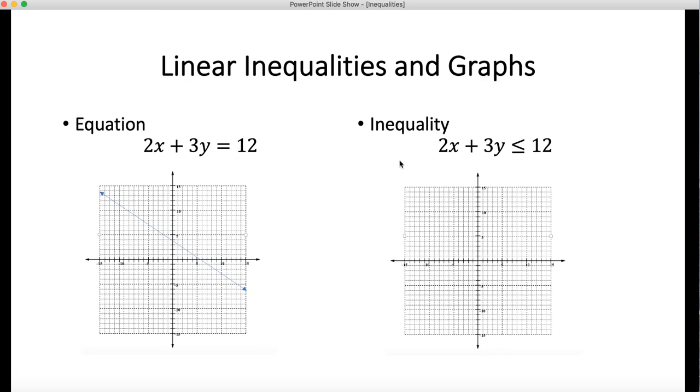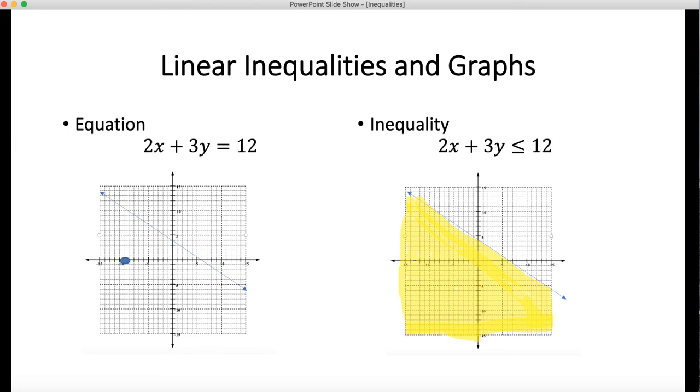Okay, now let's compare that to the inequality. If we're going to graph the inequality, we start out the same way by graphing the equation 2x plus 3y equals 12. But with this inequality, because it has a line under here, all of these points are solutions to this inequality. But what's also a solution is any point that lies in this region below that line, anything that I've shaded in yellow. Let's look at a couple examples.